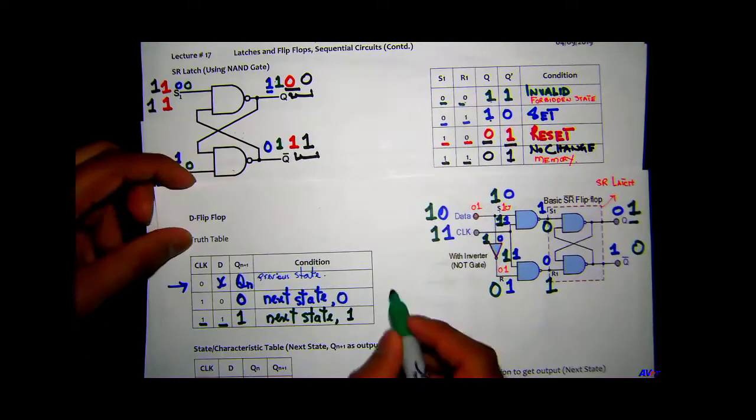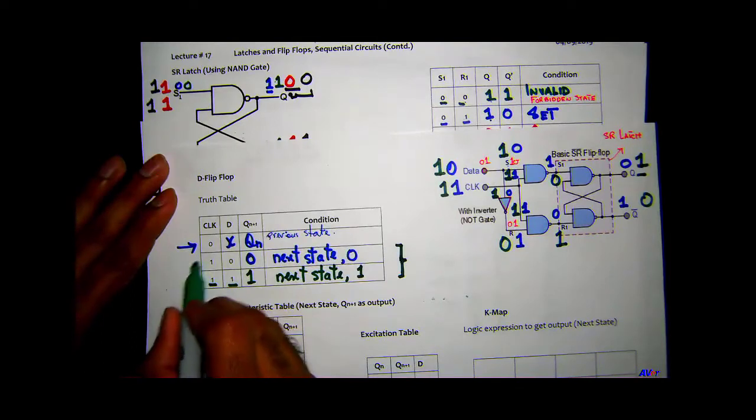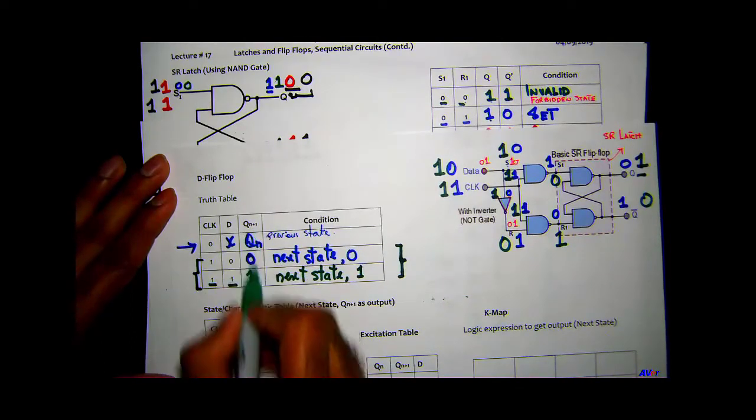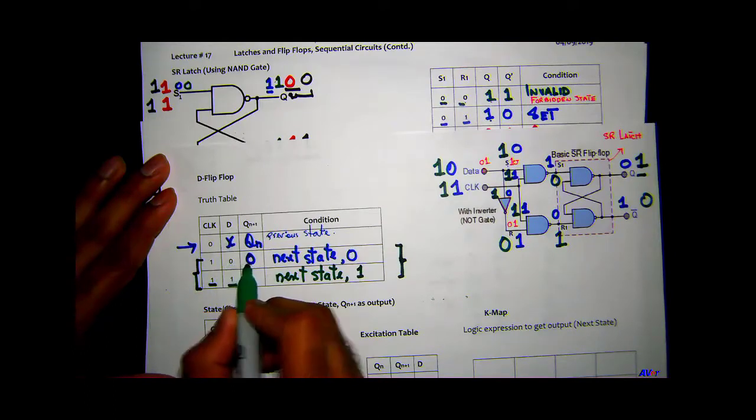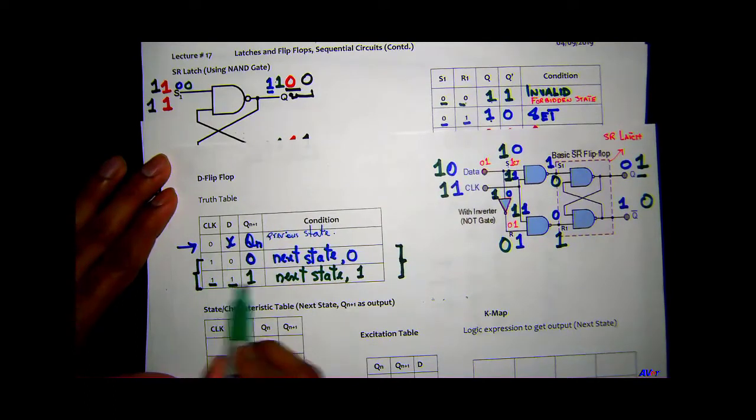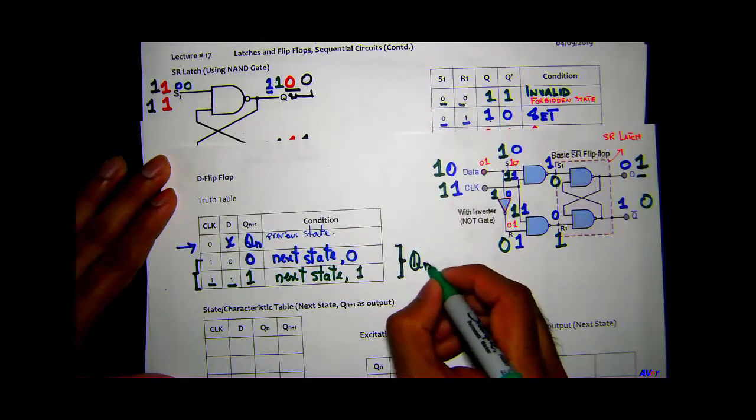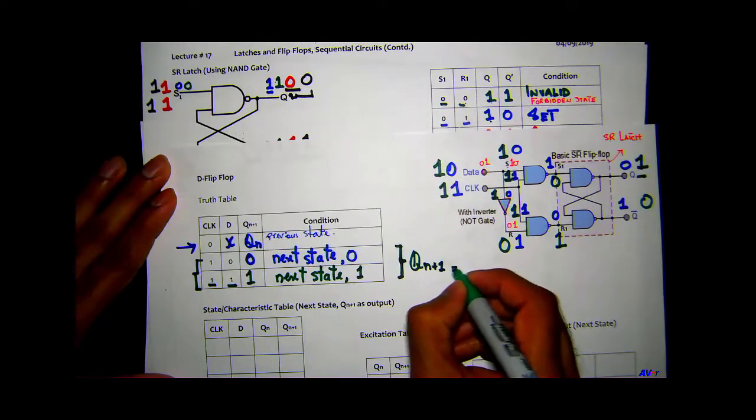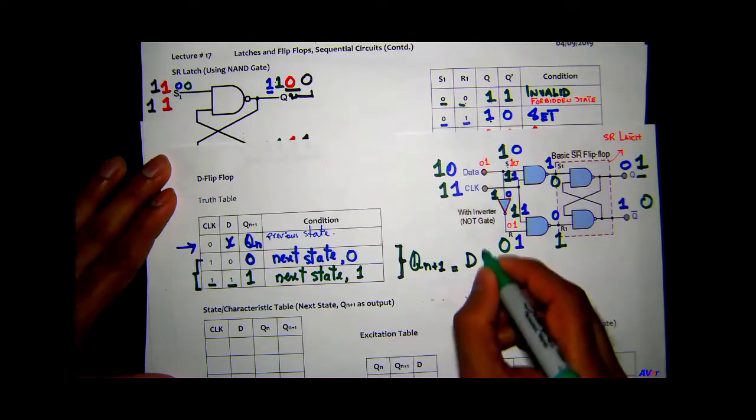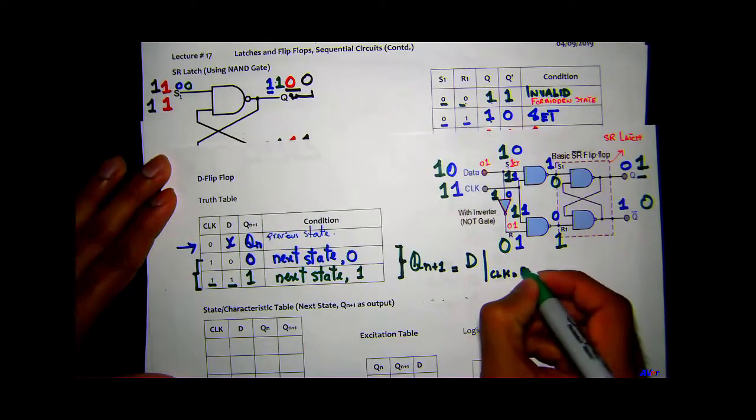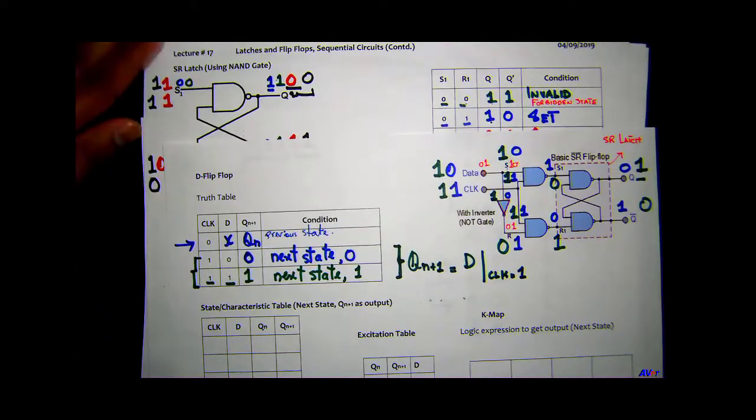Now, if you look at these values right here, if you focus on this part, when clock is high, the next state is always equal to D. If the clock is high and D is 0, next state is 0. If clock is high and D is 1, next state is 1. So I can just derive an expression: the next state is always going to be D when clock is high. And we'll see that.